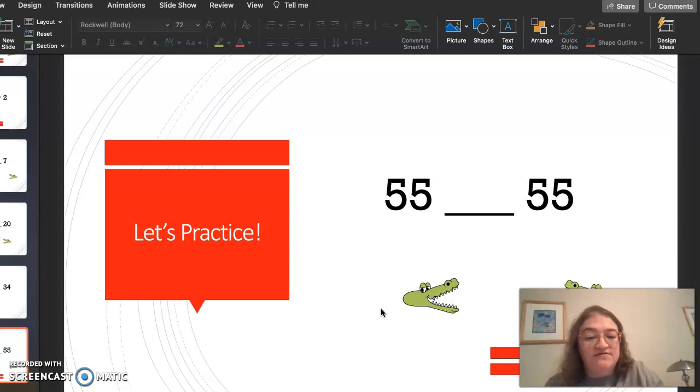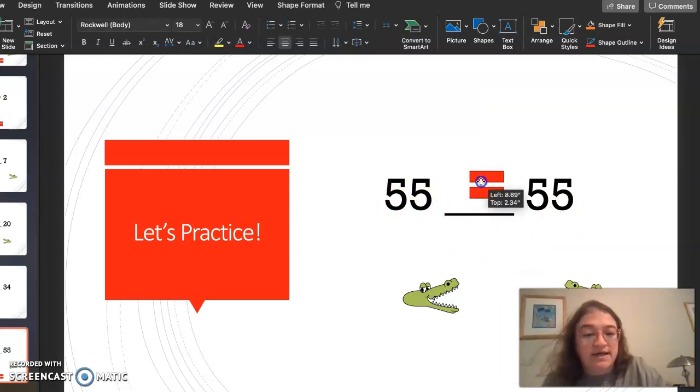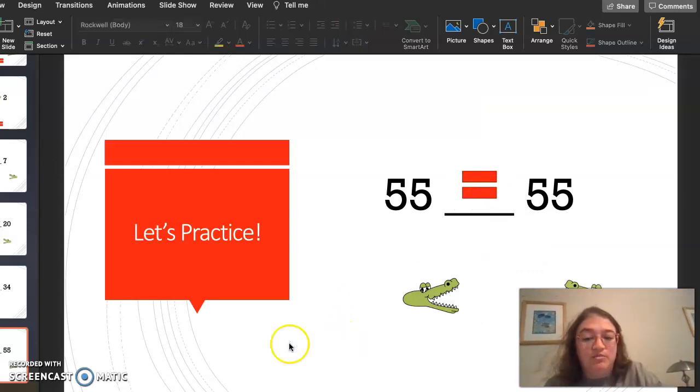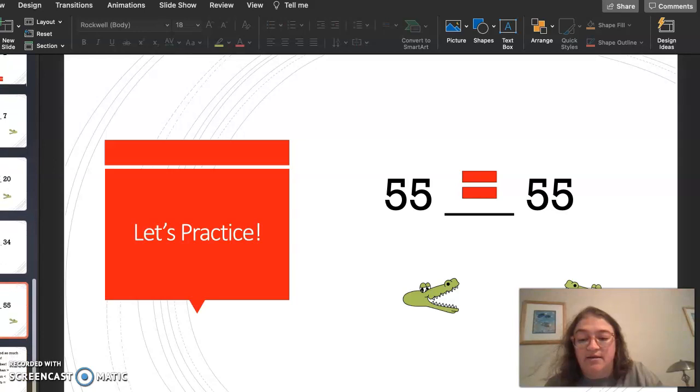55 and 55. What do we have here? How many tens do we have in each number? 5 tens and 5 tens. How many ones? 5 ones, 5 ones. Are these numbers the same? Do we have the same amount of tens? We sure do. The same amount of ones, that's right. We have the same amount of tens and the same amount of ones. So this number is equal to. Remember, equal to means numbers are the same. They have the same amount of tens and the same amount of ones.